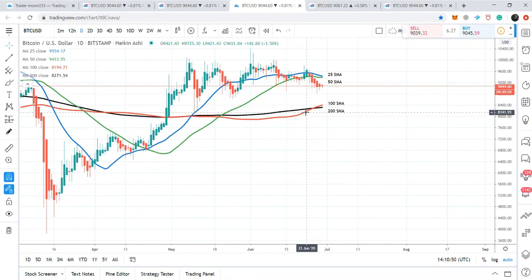However, the good news is that if we watch the position of this red one, the 100 simple moving average has crossed up the 200 simple moving average. So this is a golden cross between the 200 and 100 simple moving averages. Whenever the smaller time period moving average crosses up the bigger time period moving average from the downside, this is the bull cross, and this is considered a really strong buying signal.